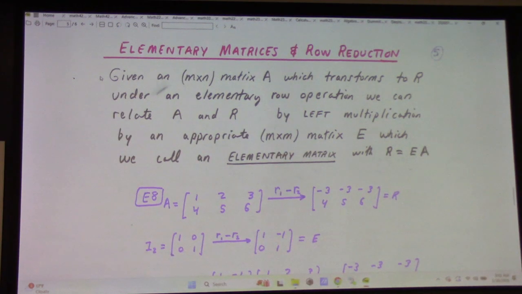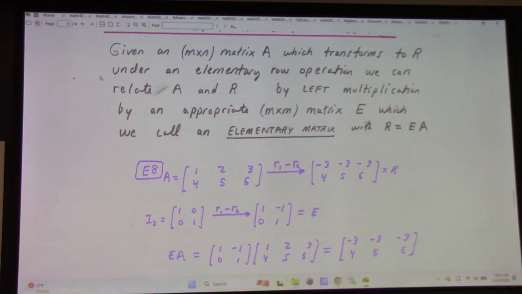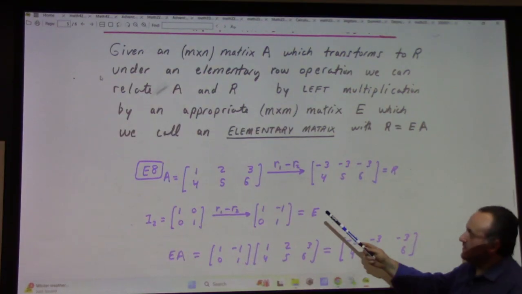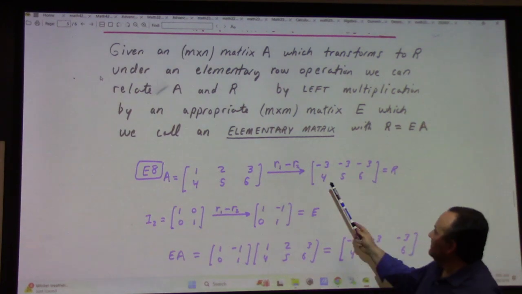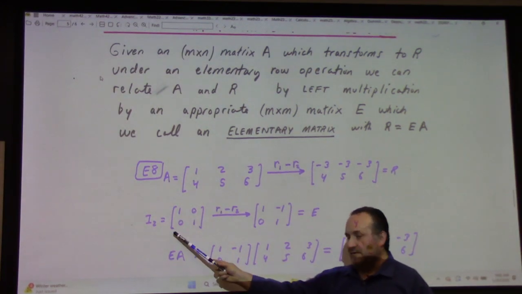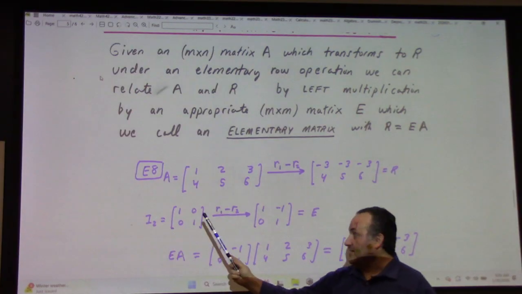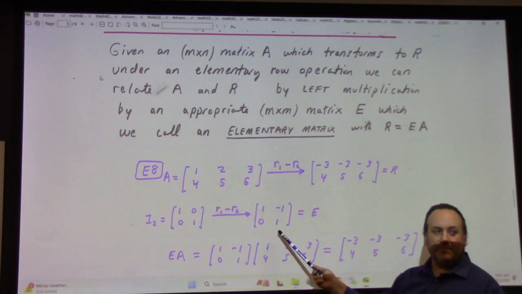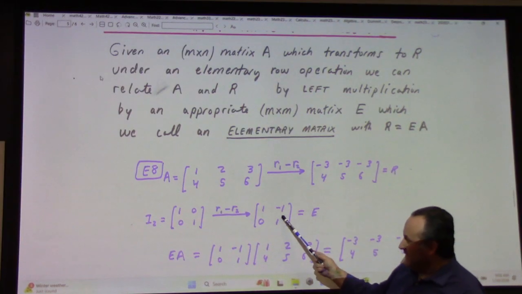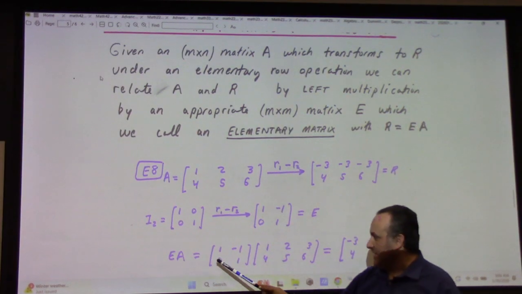So, the last thing I want to talk to you guys about today is the idea of an elementary matrix. An elementary matrix is a matrix which accomplishes a row reduction. So like here, I do row 1 minus row 2. Down here, I take the 2 by 2 identity, and I do row 1 minus row 2. That brings me to this matrix. We call that E for elementary matrix. If I take this matrix times A, what happens?